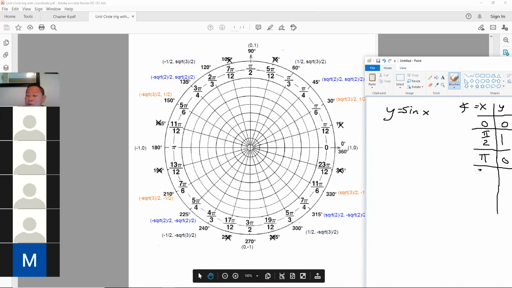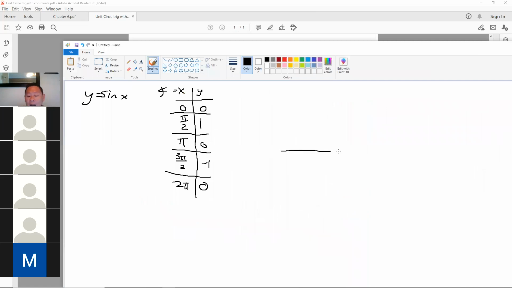So what is sine of 3 pi over 2? It is -1. And what is sine 2 pi? Back to the top here, it will also be 0. So what you do here is, since we've got these 5 coordinates, we're going to graph this.